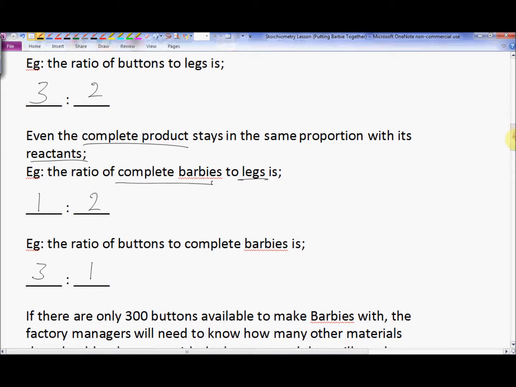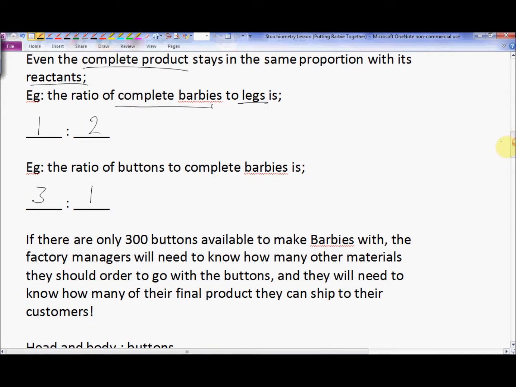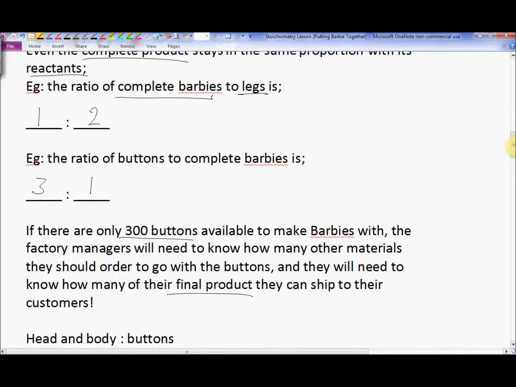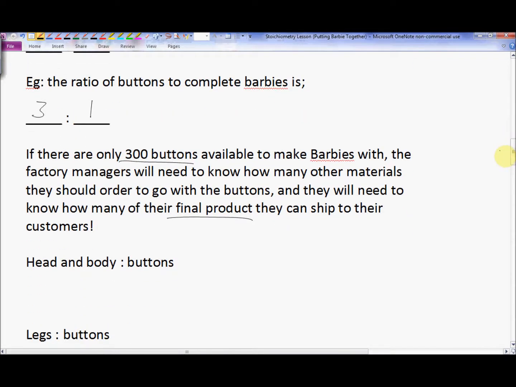Sometimes in the Barbie factory, in the Mattel factory, there'll only be 300 buttons available to make Barbies with. And the factory managers will need to know at that time how many other materials they should order to go with those buttons, and they'll need to know how many of the final product they can ship to their customers, given that they'll only make a certain number of Barbies with those 300 buttons, which aren't very many buttons. So they'll need to do certain calculations with ratios.